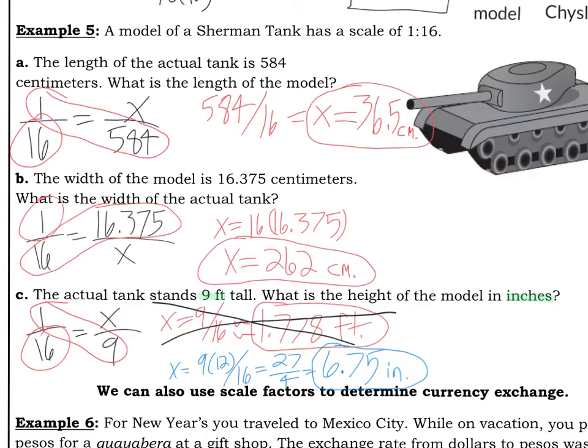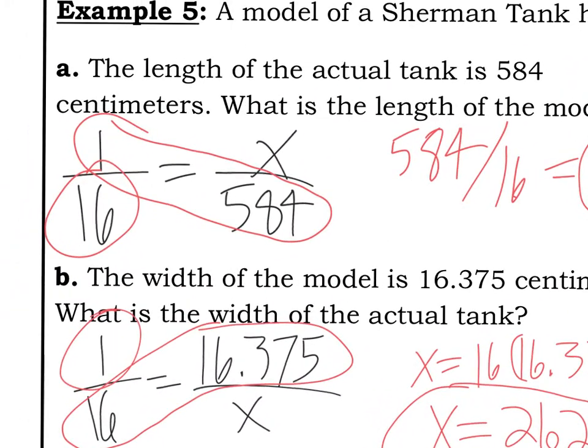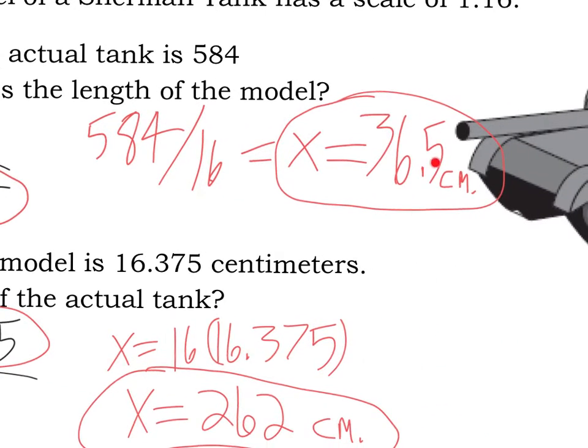On example 5, it says a model of a Sherman tank has a scale of 1 to 16. The length of the actual tank is 584 centimeters. So I'm putting that scale number on top, the actual number on bottom. So I have 1 over 16 equals x over 584. You just got to cross multiply and divide. 1 times 584 is 584. 584 divided by 16 is 36.5 centimeters.